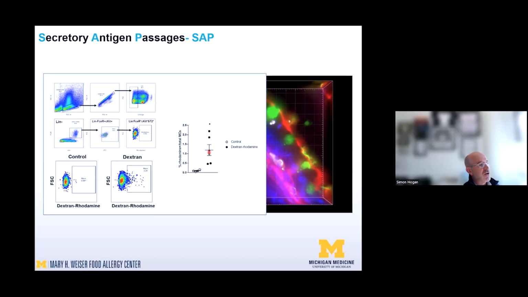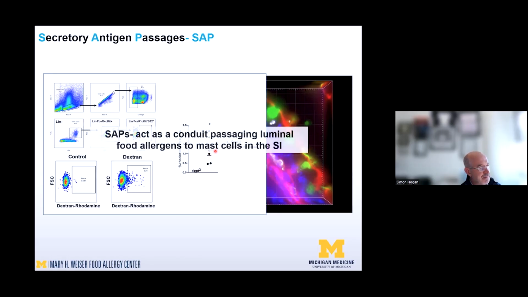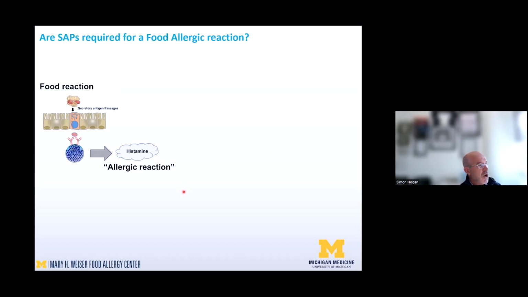So this clearly shows that if we give antigen within minutes, these goblet cell antigen passages or secretory antigen passages have the capacity to passage antigen directly to mast cells. So SAPs act as a conduit passaging luminal food antigens to mast cells in the small intestine. We asked the question is, how important is this step or process in induction of a food allergic reaction?